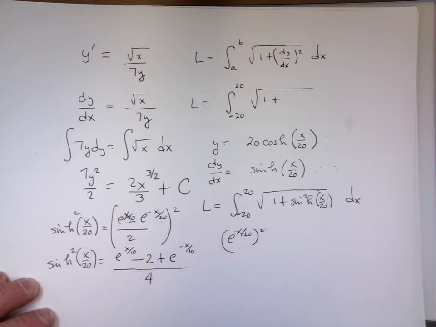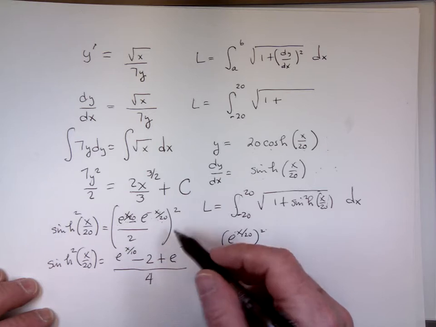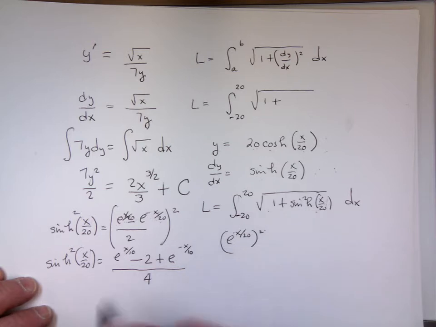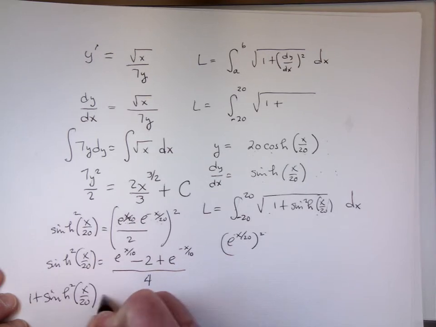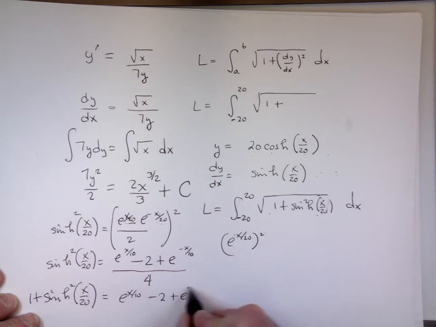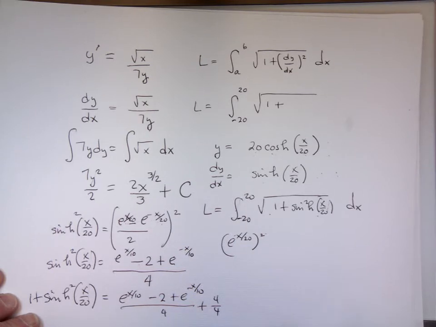It is ugly. It's a pretty ugly problem. But watch this. When you add 1 to this, watch what happens. I would never give you this in a test at all, but when you add 1 to this minus 2, I'm going to add it in the form of 4 over 4. Negative 2 plus 4 is a positive 2.